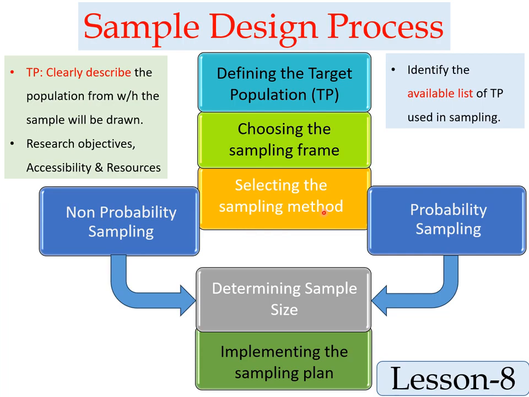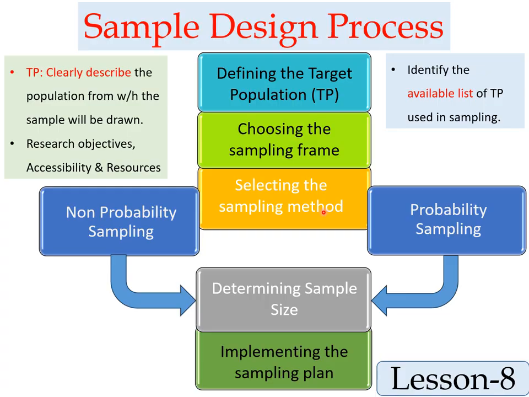For example, the research objectives or the nature of the population. We have to choose the suitable sampling method so that we get a good finding and it is reliable, either non-probability sampling or probability sampling. By the way, these are the two major divisions, and under these two divisions there are subdivision methods of sampling.